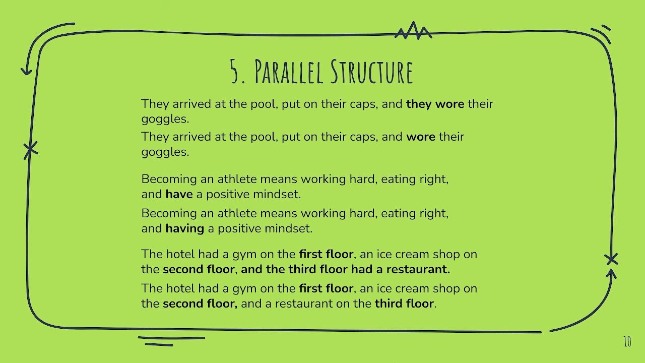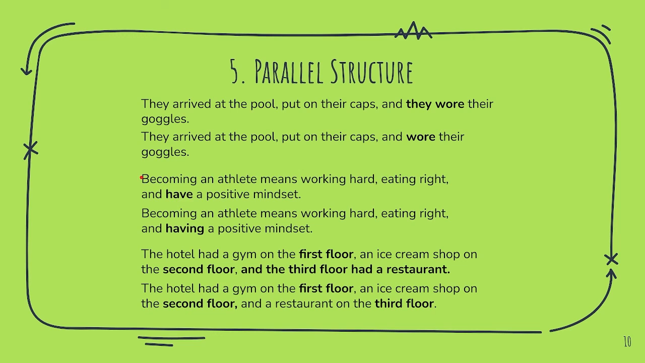So the last concept of part 1 of the SAT grammar section is parallel structure. Parallel structure is a balance within one or more sentences of similar phrases or clauses that have the same grammatical structure. So in this example, it says, they arrived at the pool, put on their caps, and they wore their goggles. As you can see here, it doesn't say "they put." So we can't have "they wore" in here because it doesn't follow the pattern of just including the verb. And this would be the correct fix: they arrived at the pool, put on their caps, and wore their goggles.